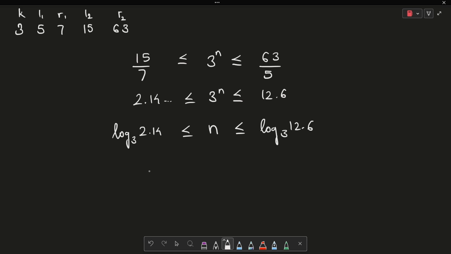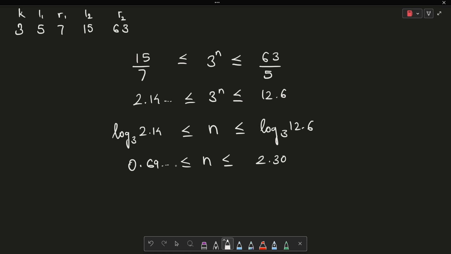Okay, so let me just calculate these values. It is log base 3 of 2.14. Okay, so it comes out to be 0.69 something, and my log base 3 of 12.6 comes out to be 2.30 something, and we have to take n as an integer only, that is basically a non-negative integer.